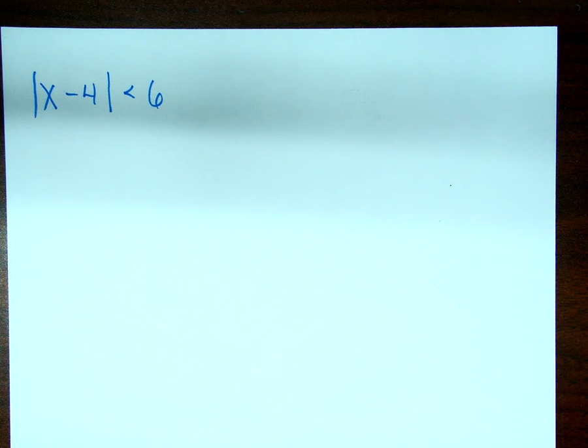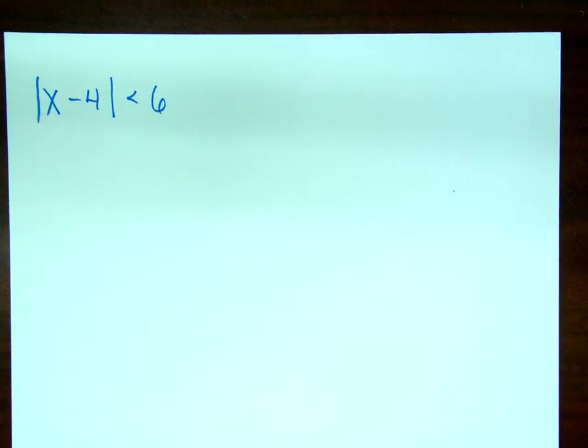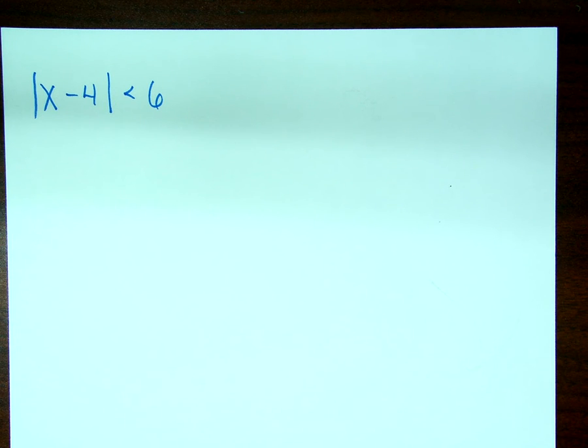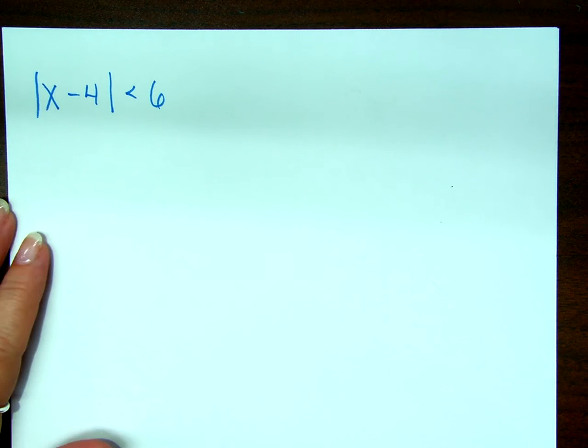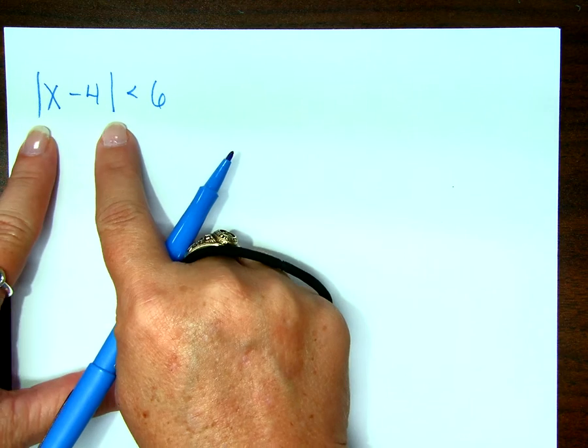How is this problem different from the ones we've been doing? It's an inequality, okay? Is it different to solve it? Not at the beginning. So what's the first thing we always do when we solve absolute value equations? Isolate the absolute value. Is it isolated?